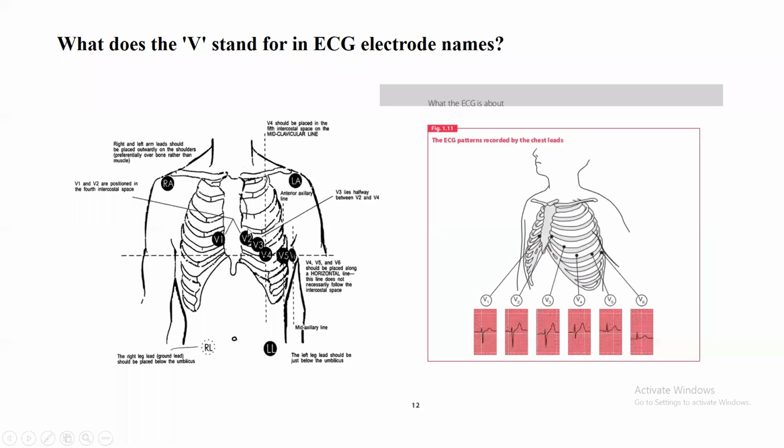So let me explain that. V1 and V2 are positioned in the fourth intercostal space. V4 is placed next, and V3 lies halfway between V2 and V4. V4, V5, and V6 should be placed along a horizontal line. This line does not necessarily follow the intercostal space. And there are also the right arm, left arm, and the left leg lead should be just below the umbilicus. And that's the exact illustration of places for the electrodes.